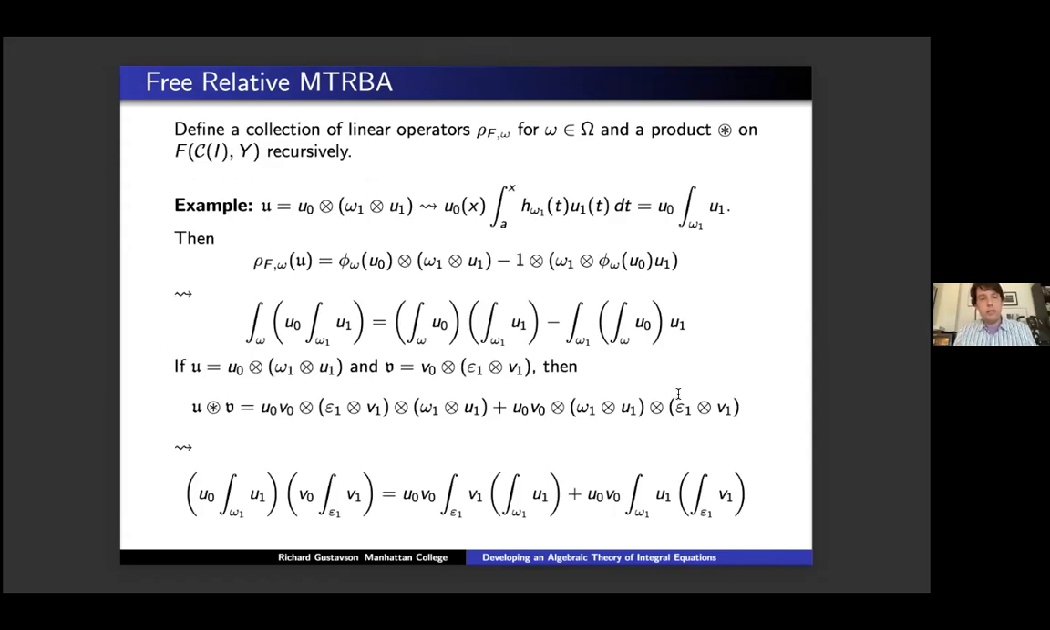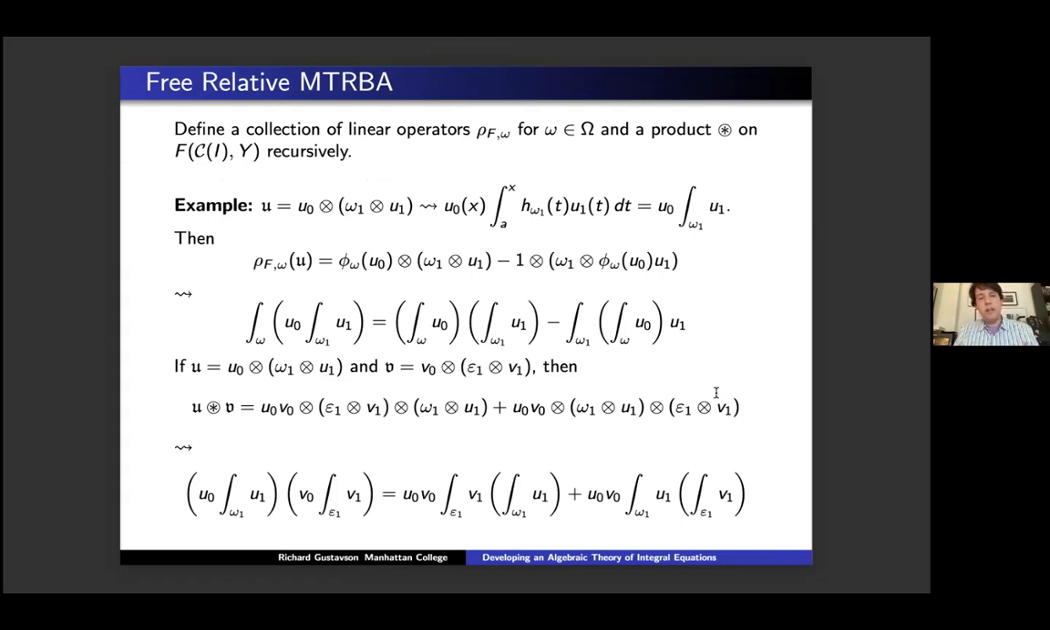And it's possible to define operators on this set. So we can define a product on this set, and we can define what we call rho f omega on this set. And they're defined recursively, and I don't have the general formula written down because it's annoying and complicated. But just to give you some examples, right?